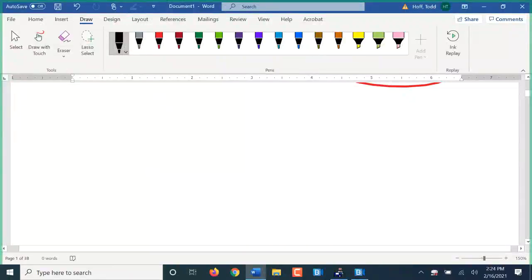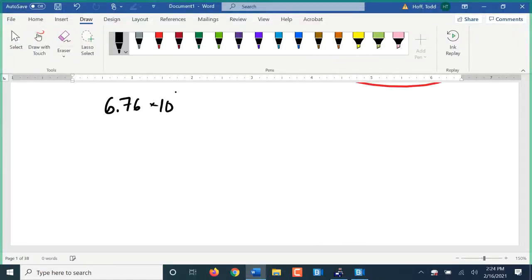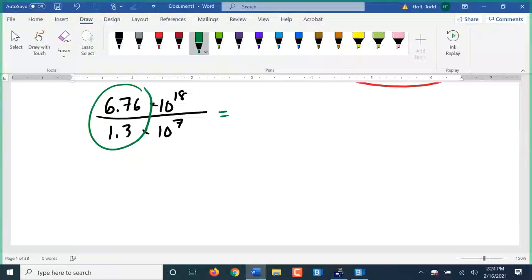So 5.952 times 10 to the negative 8. When we divide, we just go in the opposite direction. We might have 6.76 times 10 to the 18th divided by 1.3 times 10 to the 7th. We're going to combine the counts. 6.76 divided by 1.3 is 5.2. Times, we also divide the names.